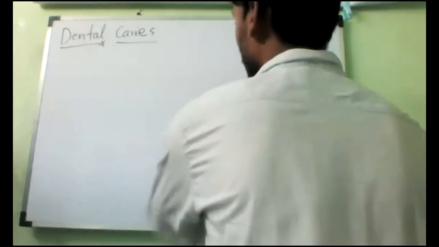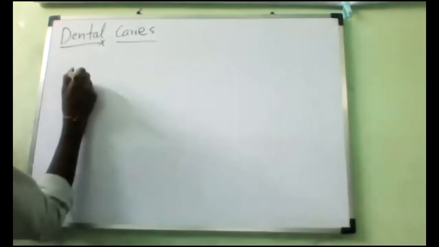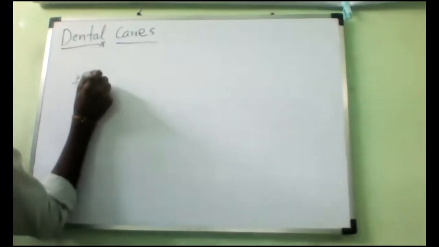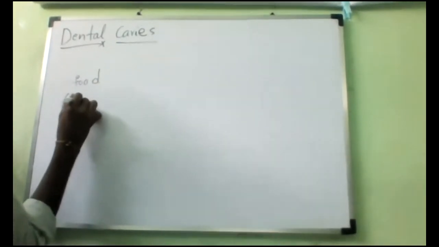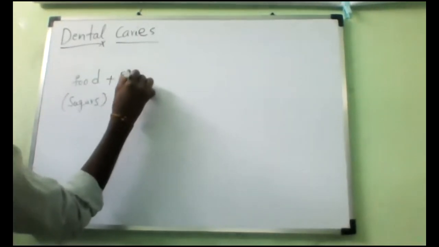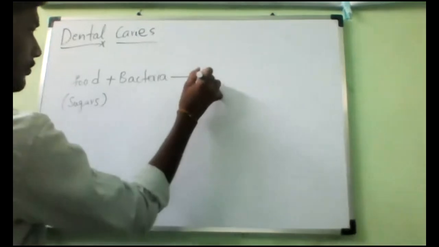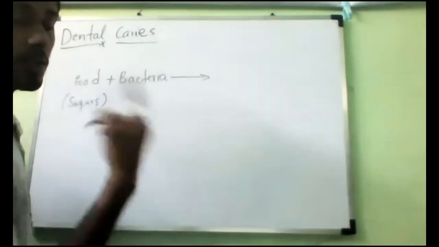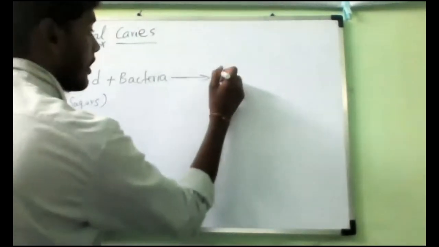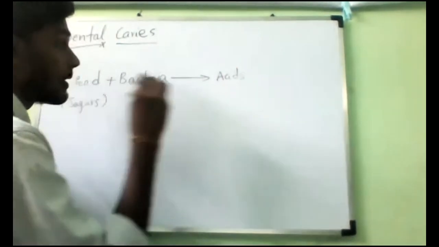So what is happening? First, we are eating sugary food. So you can write first: food. The bacteria would react with it. Food contains what? Sugars. Understand? So it reacts with what? Bacteria. So the bacteria are going to form what? Acids. Yes or no? Acids.